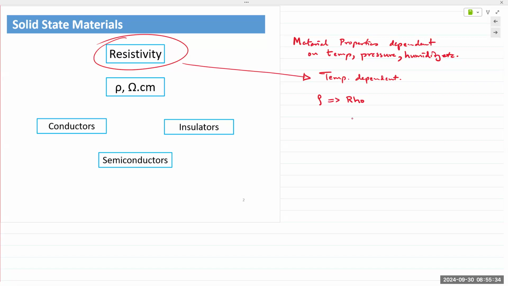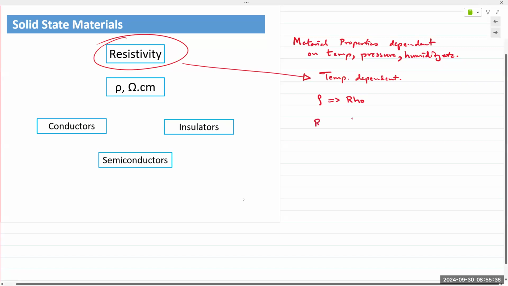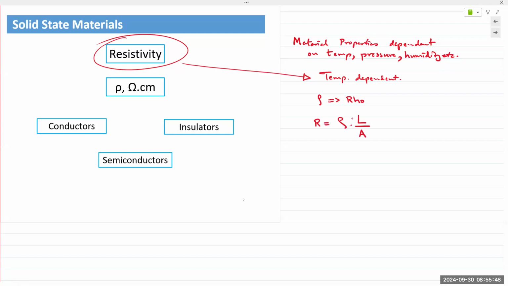Resistance R uses the resistivity, and it's given by this equation. R is rho L over A, rho times L over A, length divided by the cross-sectional area of a piece of material.